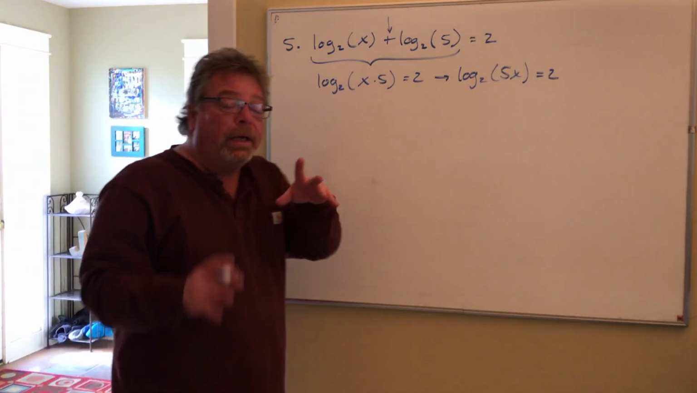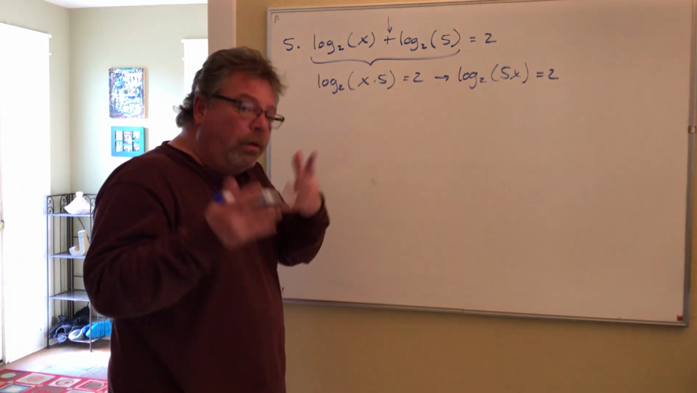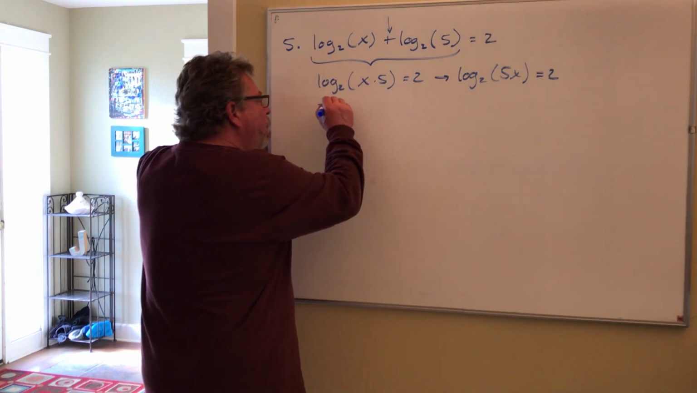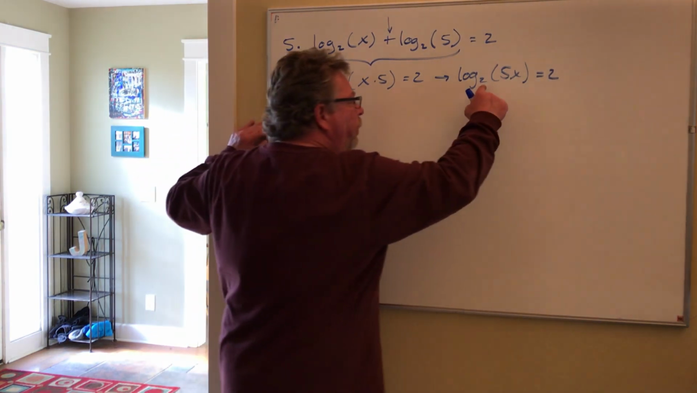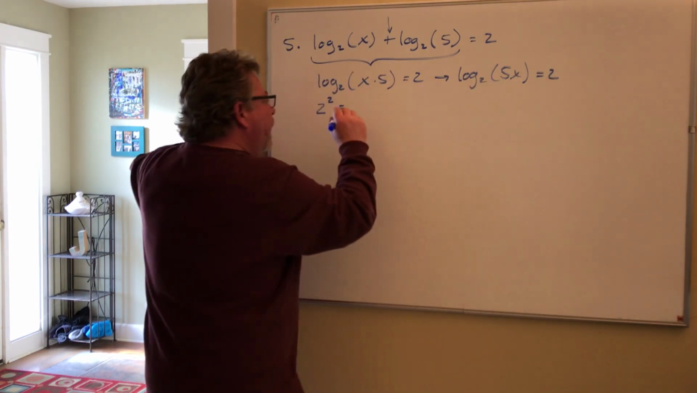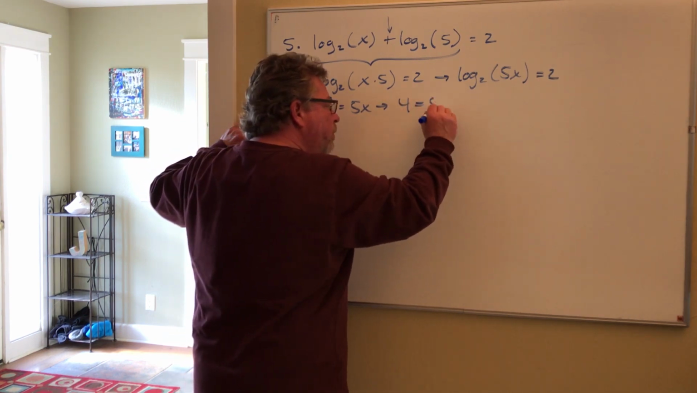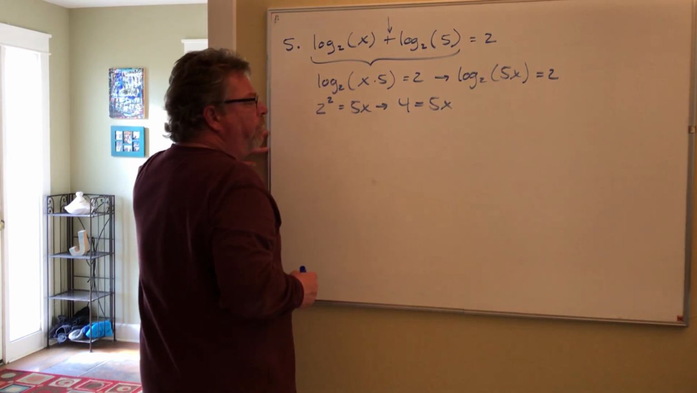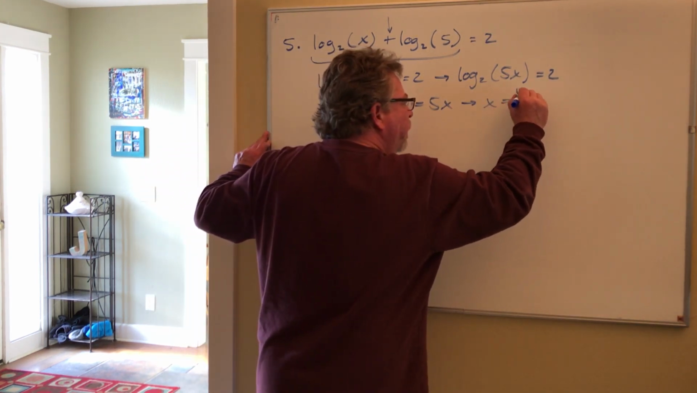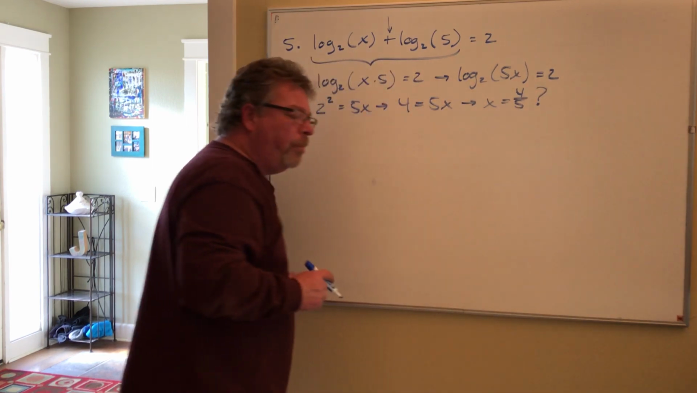Perfect. So now I've got log equals number, and so I can rewrite this, leave the logarithm behind, and say if you have 2 raised to the 2 power, so this base raised to this exponent will give you that guy right there. So this says 4 is equal to 5x. So that simply says your potential solution is x is equal to 4/5, maybe.